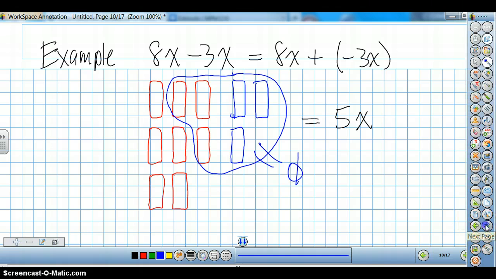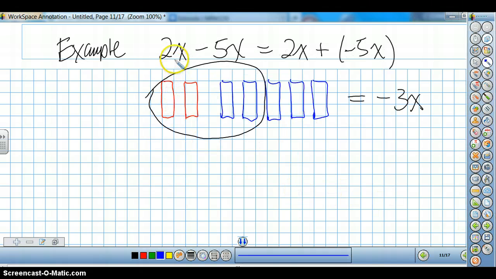Let's go to the next example. Okay, 2x, 2 red skinny ones, minus 5x, which is 5 blue ones. I can only group 2 reds with 2 blues, and I'm left with 3 blues. The blue is negative, so this is negative 3x.